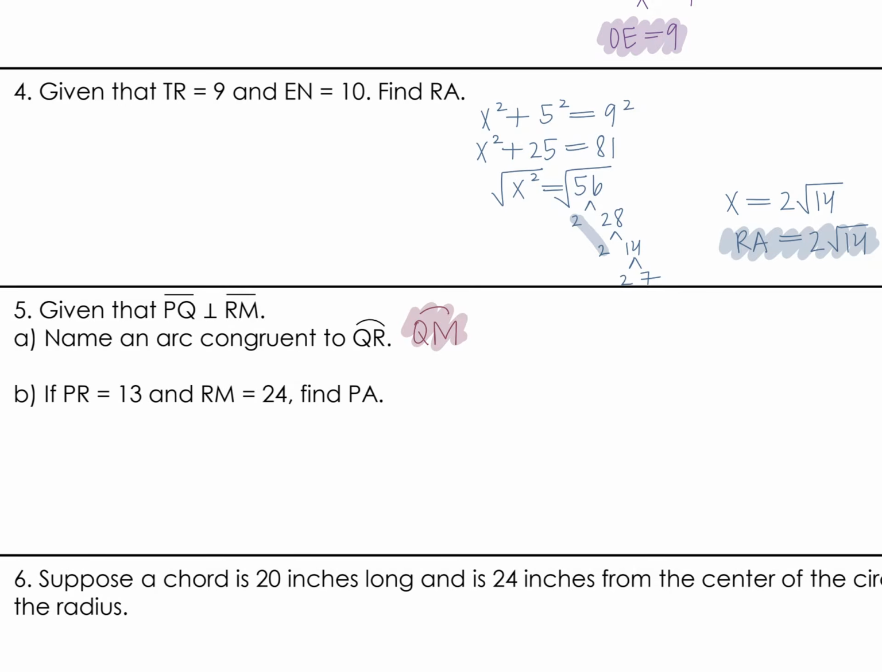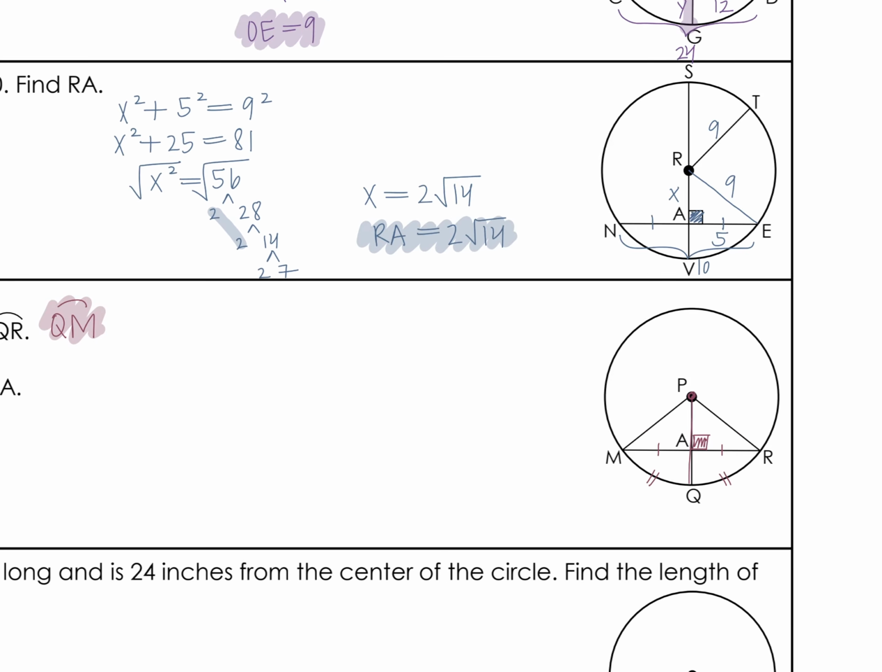Then we can move into part B, which is telling us that PR is 13 and RM is 24. I want to find PA. So here we would have that 13. Our RM is 24, and so we did mention here that it's going to bisect, and so this should be 12. So to find that PA, I'm going to call that X.